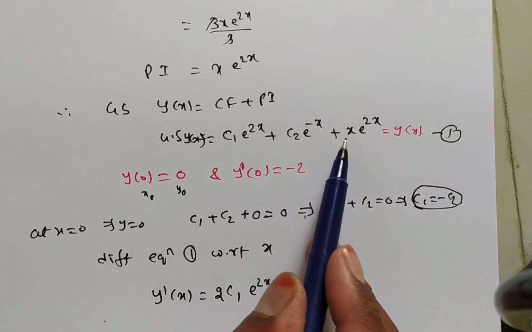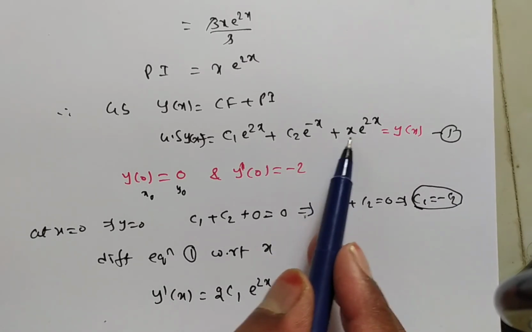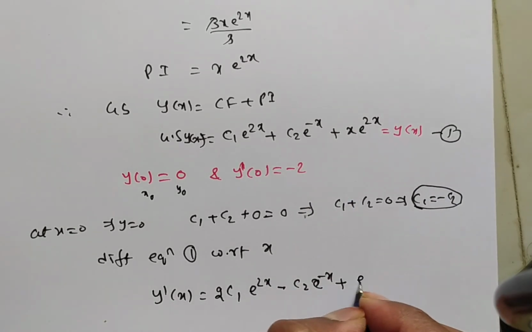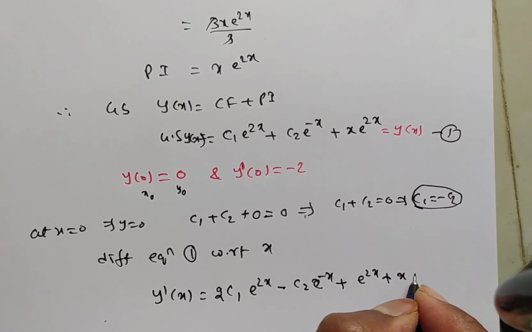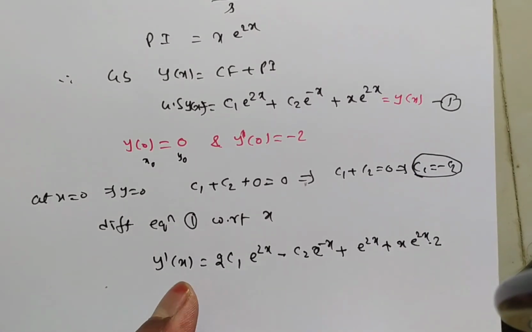Now here you have to apply the UV rule, because this is the product of two functions. So the first term, e power 2x, into the derivative of x, which is 1, plus the second term x into the derivative of e power 2x, which is e power 2x into 2. That's it. This is the value of y dash of x.